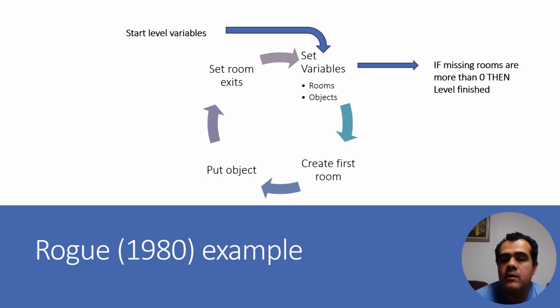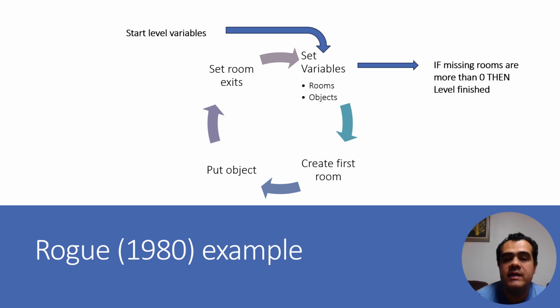How is it created? Okay, in a very simple way, at the beginning the programmer defines the variables. We set the variables, for example, the number of rooms and the type of objects or the number of objects that we need in each level. Start creating the first room, and after that we put or don't put objects in that room, and after that we set the exits based on the rules, how many exits or how many rooms in the maze we need to have. And after the exit, we set the variables again.